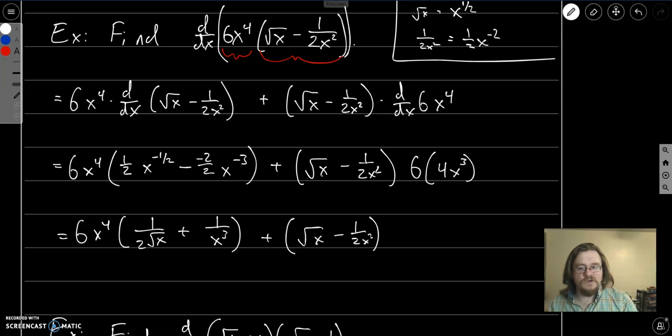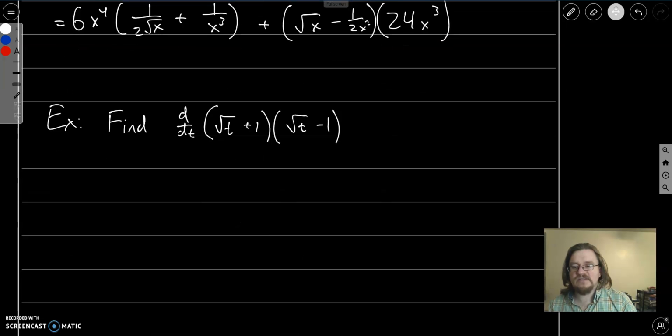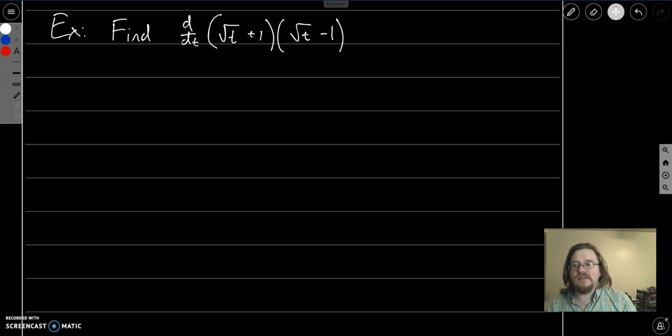And then 6 times 4, well, that'll be 24 x to the third power. So from here, we could go through and simplify this. I don't think it'll necessarily help with anything, but we could make this simpler if we wanted to. The very last thing that I want to show is the fact that the product rule is very helpful, but it isn't always the best way to go about something.